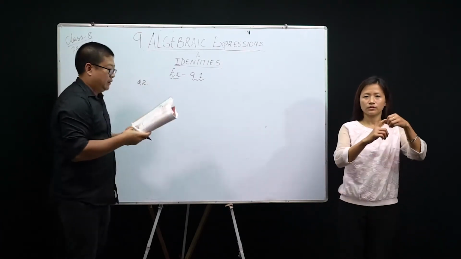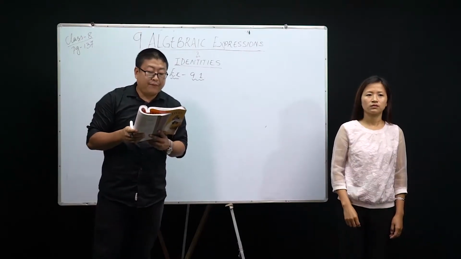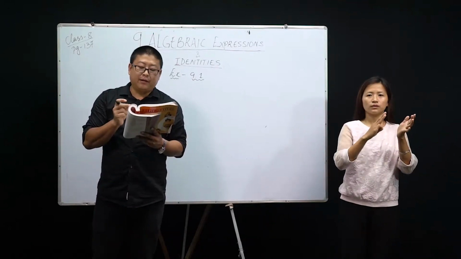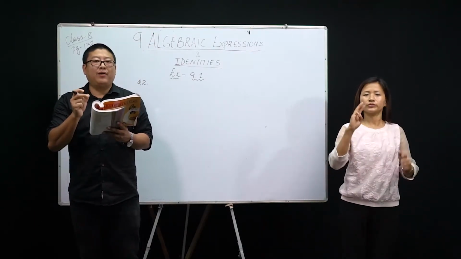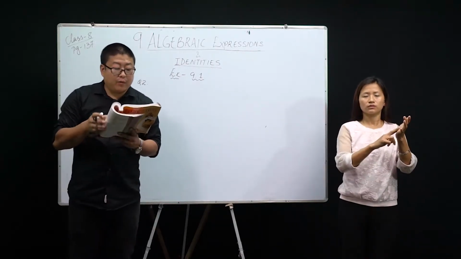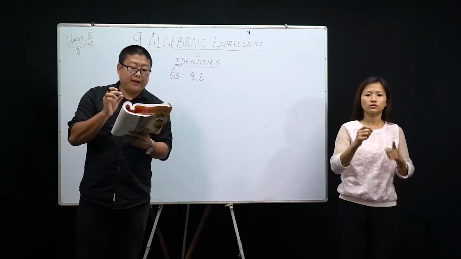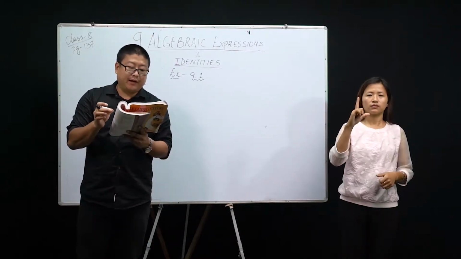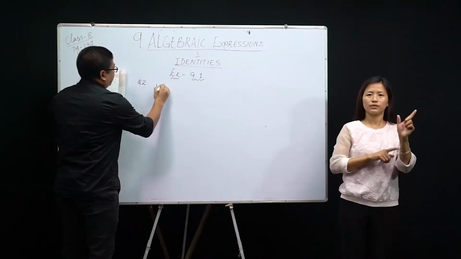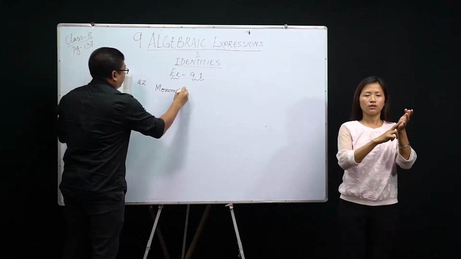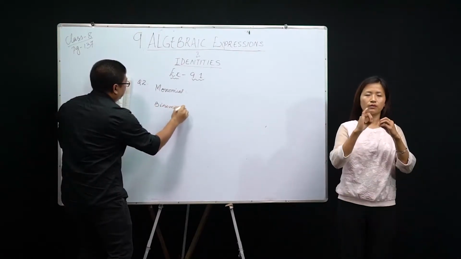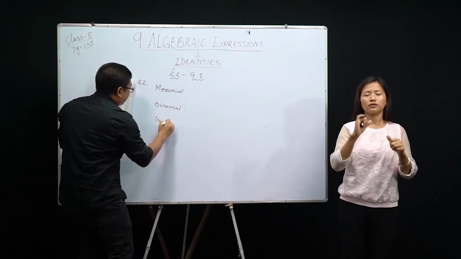Question number 2. Let me read it for you. Classify the following polynomials as monomials, binomials, trinomials. We have already learned about monomials, binomials, and trinomials. Which polynomials do not fit in any of these 3 categories? All right. So we will go one by one. But before that, let me write monomial. We will list out in this manner: binomial, trinomial.